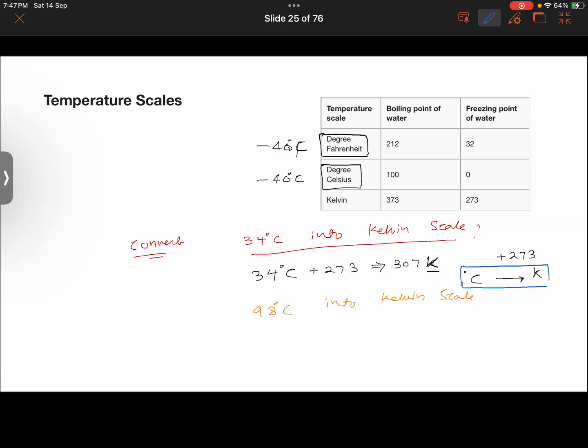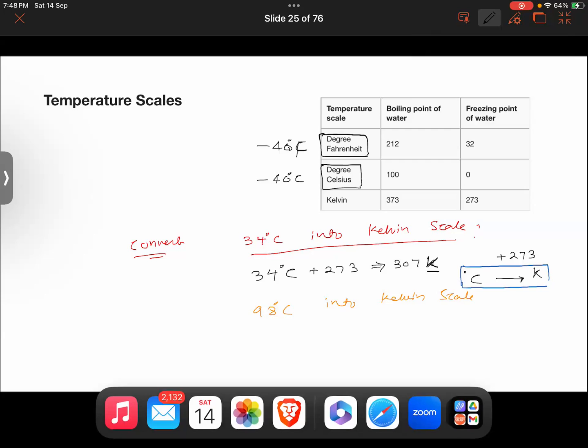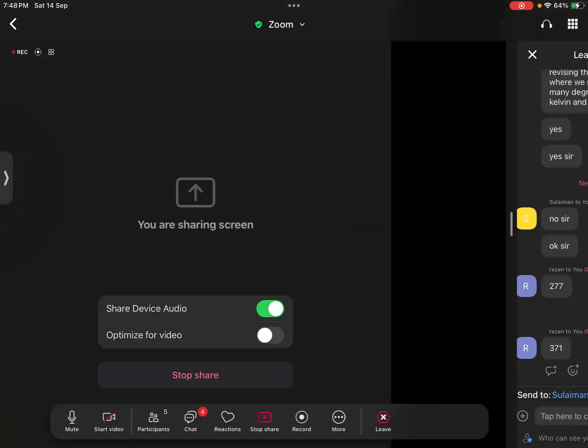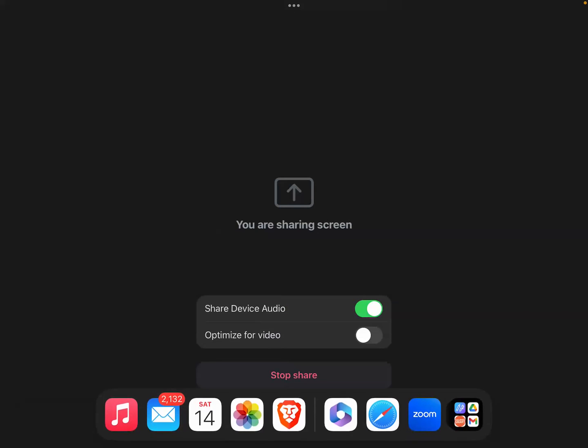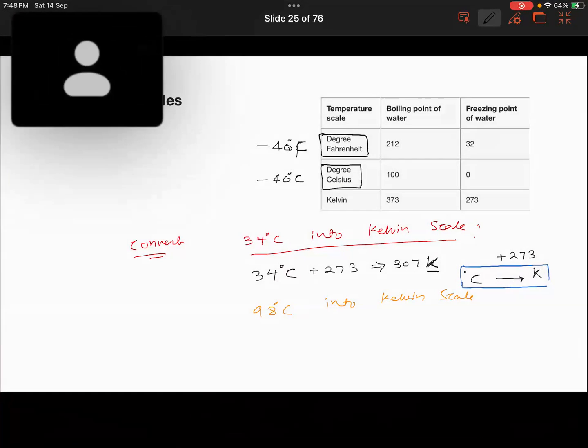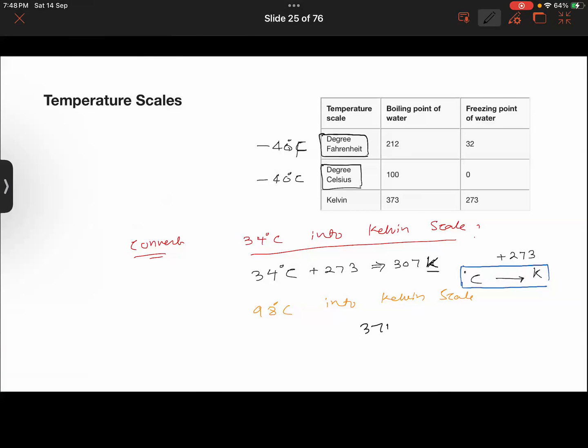Razan, do it quickly. Sir, I sent the answer. I think you have shared it on the wrong ID. Okay, you have shared it here. Actually, you were meant to share it on the other ID. By the way, your answer is correct. Good, both of you. That is 371 Kelvin. Again, Suleiman, you haven't mentioned the Kelvin. Make sure to mention the Kelvin also.